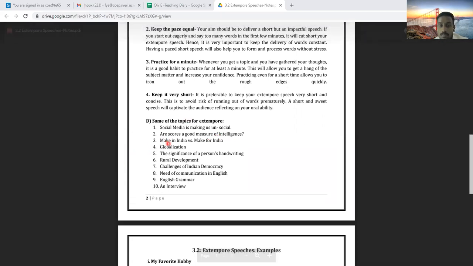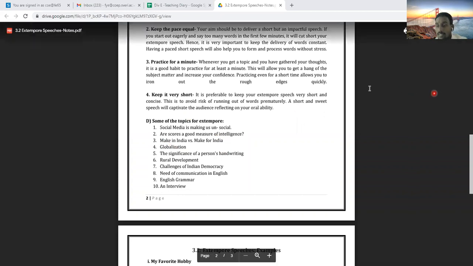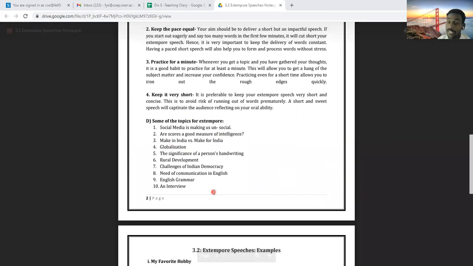The next one is Make in India versus Make for India. Whenever we hear Make in India, is it for India? Of course, in most cases, it is not for India. So all of you, just try to think, try to understand the topic. Many times people get confused about the topics themselves. They do not understand topics.